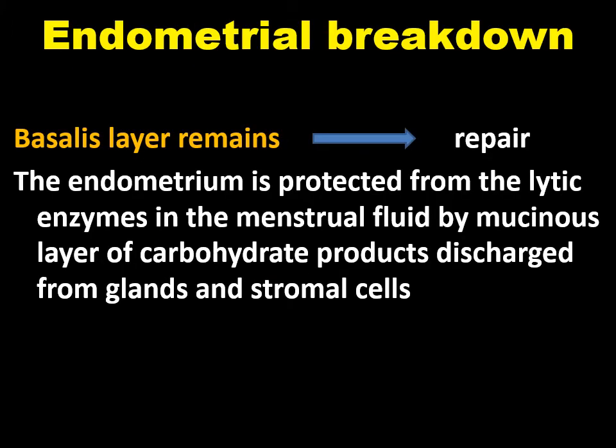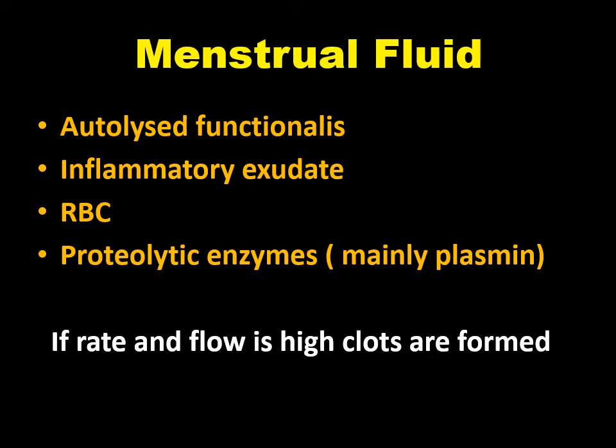Where regeneration occurs, the endometrium is protected from the lytic enzymes in the menstrual fluid by a mucinous layer of carbohydrate products discharged from the glands and stromal cells. So the menstrual fluid is not all blood, and this is why it's not called menstrual blood. It contains autolyzed functionalis because the basalis layer will not be shed out. This is from where regeneration occurs. So autolyzed functionalis, inflammatory exudate, and blood.